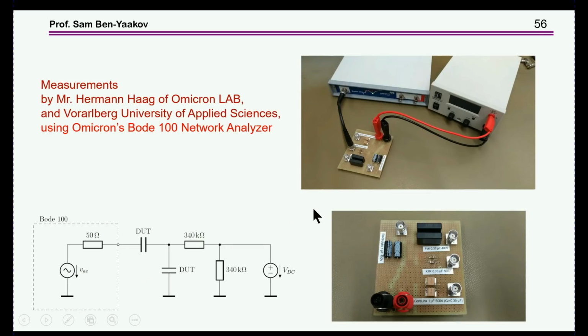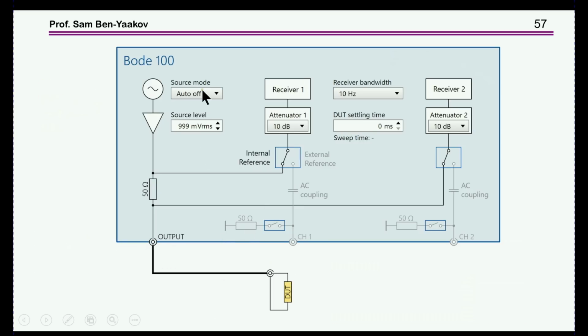As I've said, this person, Hermann Hag, who is doing his master's on this subject at this university, and is also working at Omicron, at my request did some measurements. He took a capacitor, actually two capacitors, and biased them with DC, using large resistors just not to load the capacitor. And with the network analyzer, the Bode 100 they have. This is the analyzer, this is the DC, and this is the board in which he put all these components. This is how it is measured. He did the measurement.